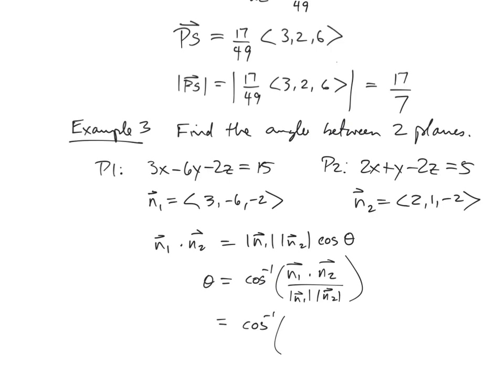So n1 dot n2 is going to be 3 times 2 is 6, plus negative 6 times 1 is negative 6, plus negative 2 times negative 2 is positive 4, over the magnitude of n1 times the magnitude of n2.